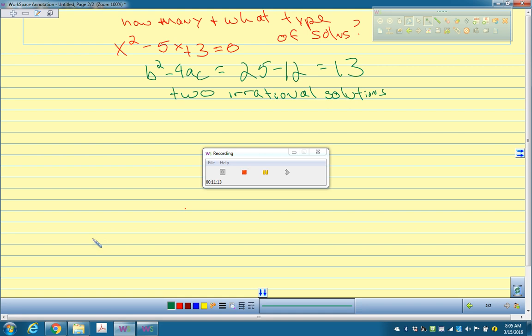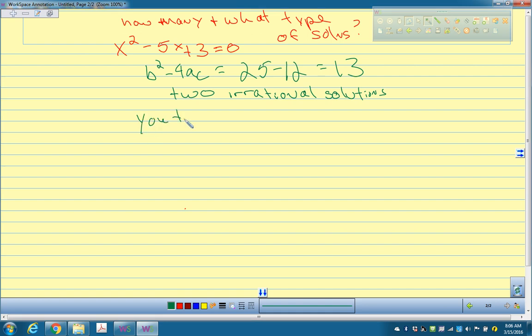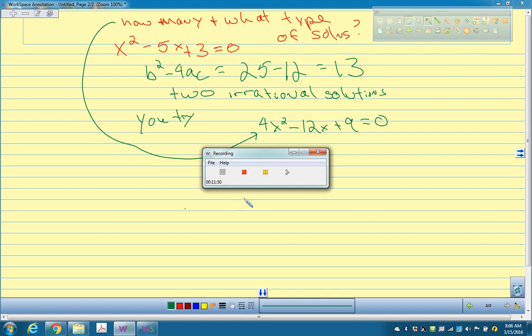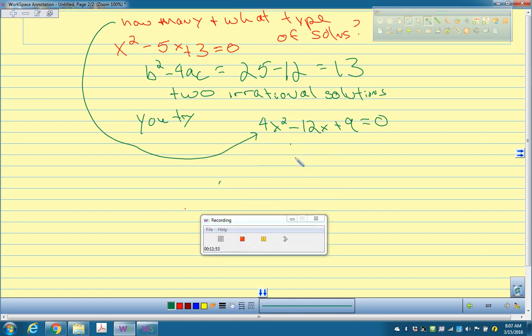Last practice one. What if I had 4x squared minus 12x plus 9 equals 0. How many, so for this question, you're answering the same question. How many and what type of solutions? Ready, set. You have b squared minus 4ac.